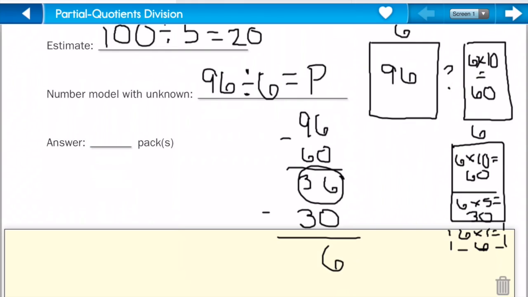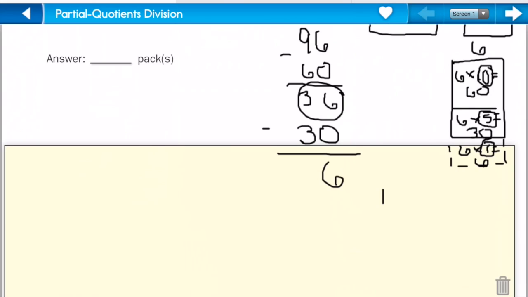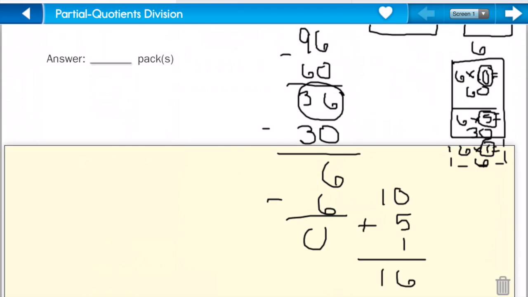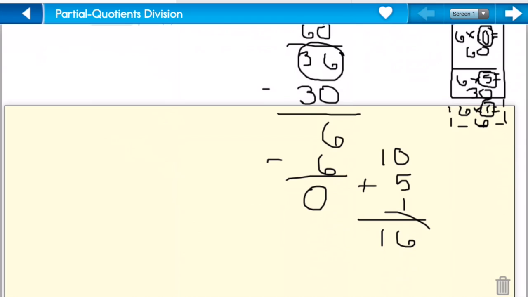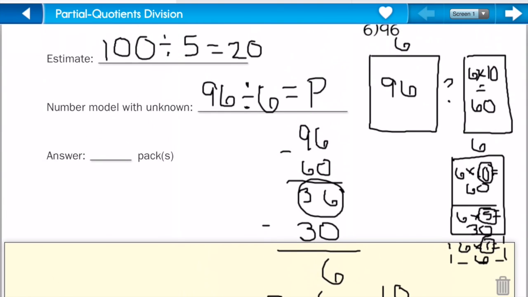Now what I have to do is now I need to add up these numbers. I need to add 10, 5, and 1, okay? So now off to the side, I'm going to add 10 plus 5 plus 1 to equal 16. And so I add my 6 here, I subtract my 6. That's how I know that I'm done. So I know that my answer is going to be 16 packs because I added up all my factors together that added up to 96. Okay, let's try another one.